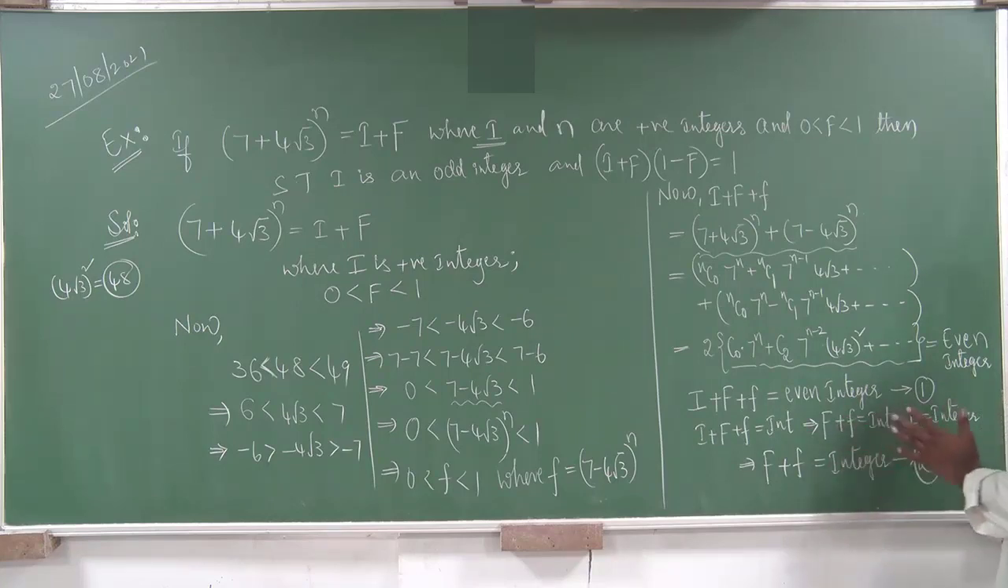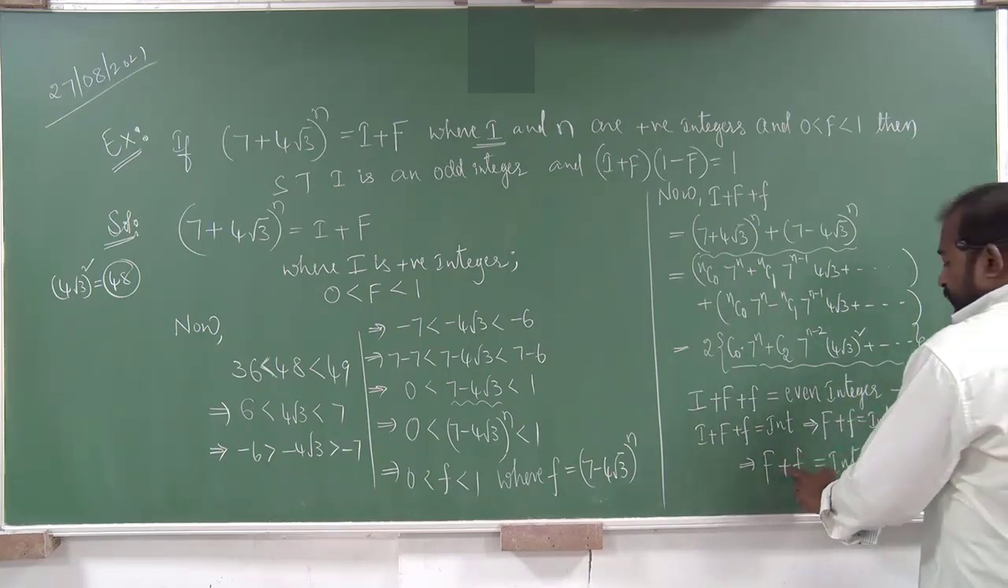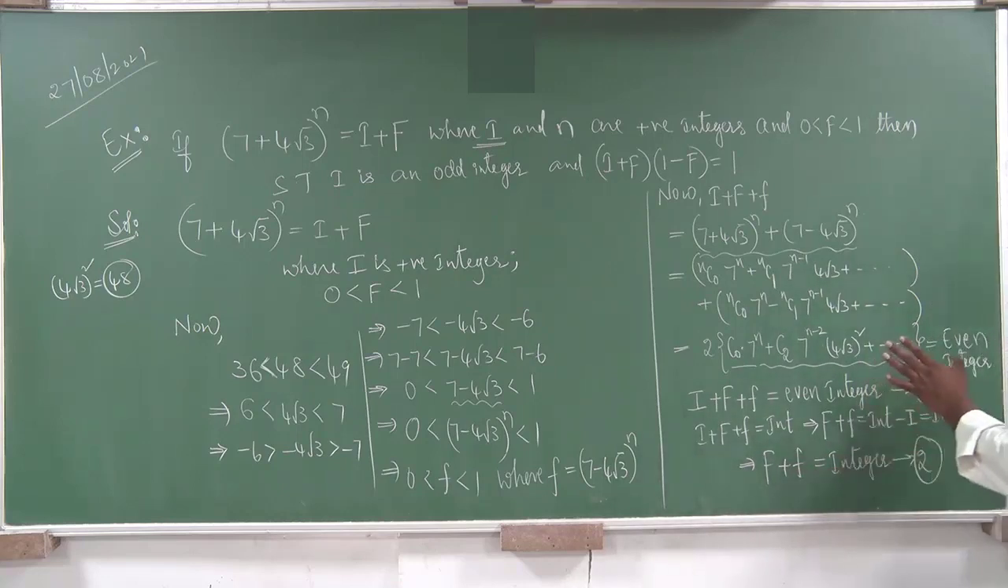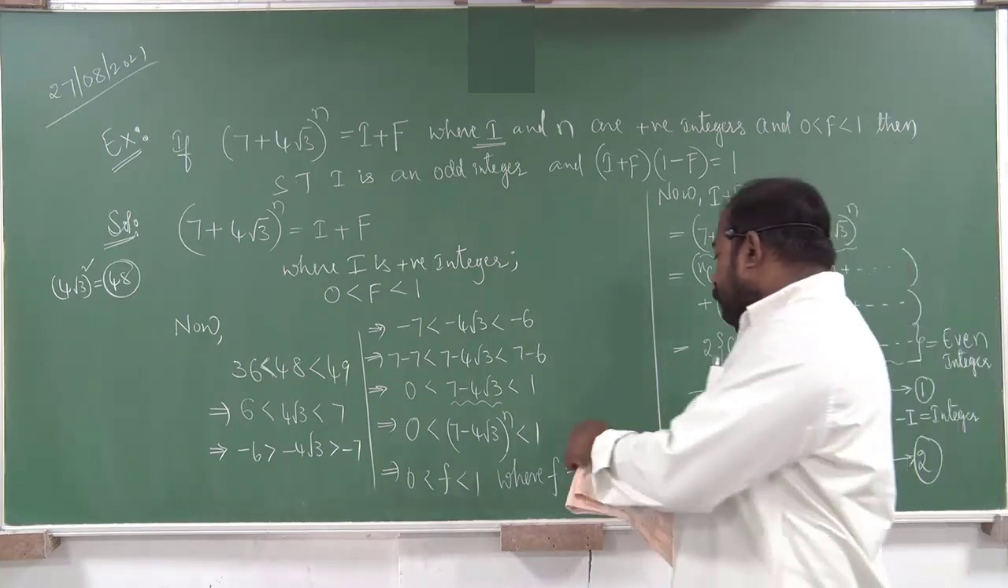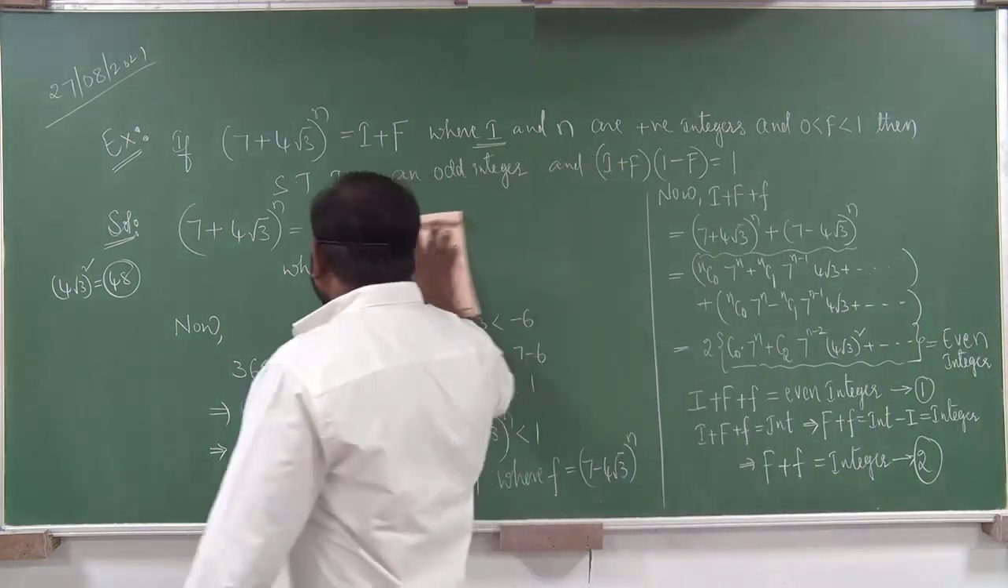So till now, what we got? Capital F plus small f is an integral value. Till now we got this value. Now listen here. In the next step, how can I proceed? I will cut this value.